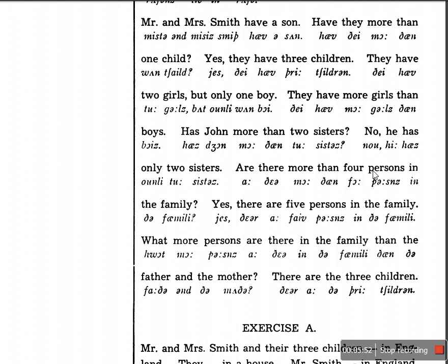Are there more than 4 persons in the family? Yes, there are 5 persons in the family. What more persons are there in the family than the father and the mother? There are the 3 children.